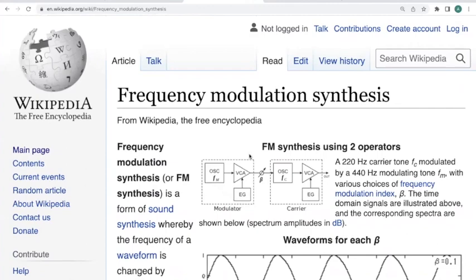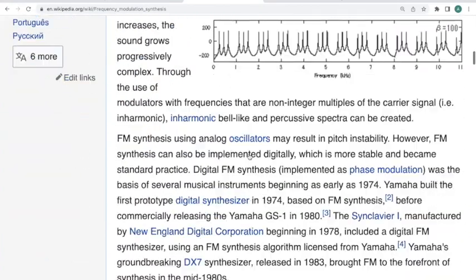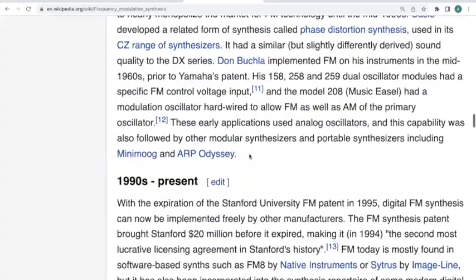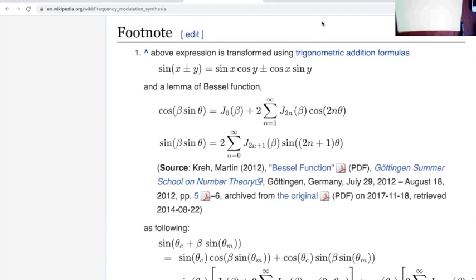Frequency modulation synthesis is a way that complex signals can be produced. Basically, you're putting one signal on top of another signal. This is something that the engineers who originally built synthesizers for electronic music had to think about.